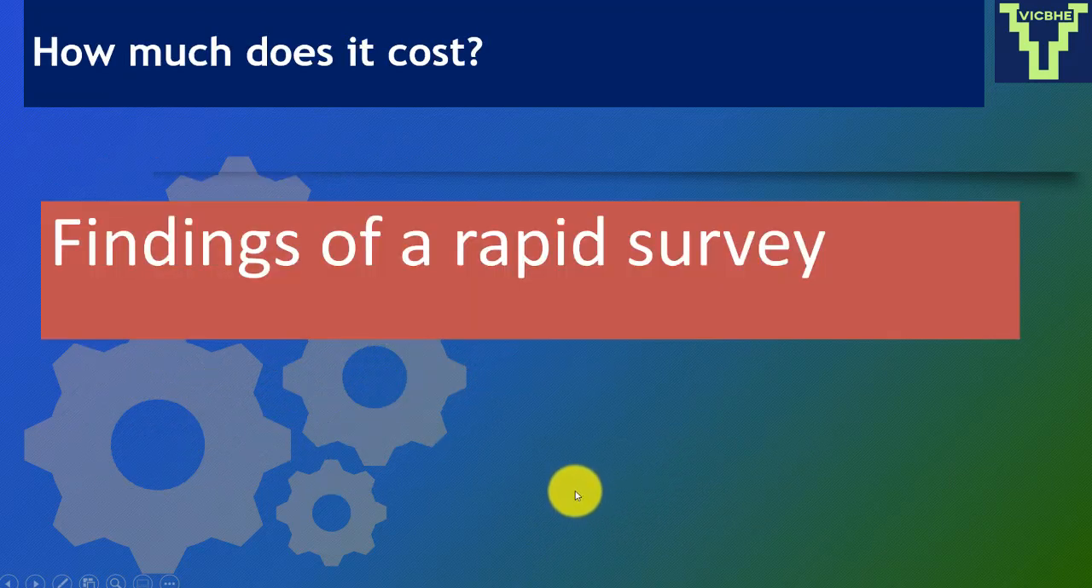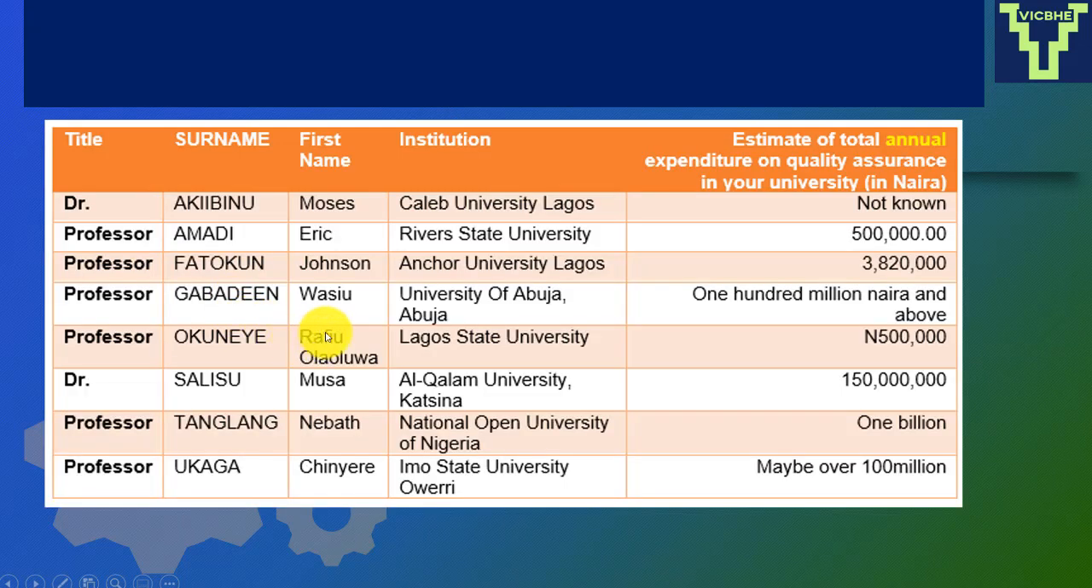So the survey continued by my asking the directors of quality assurance, brilliant people, how much does it cost in your university? So let's see the survey. Dr. Akibino Moses of Caleb said, well, he doesn't know. Professor Eric Amadi of Rivers State University said it costs about 500,000 naira. By the way, don't think these estimates are small or big. That's what they spend in their university, and you can't put a rigid figure that will cut across everything. Professor Johnson Fatokun of Anchor University Lagos said about 3.82 million.